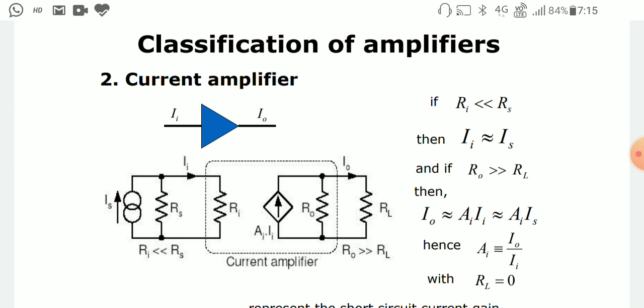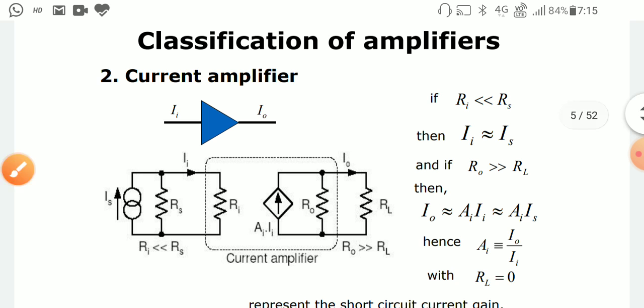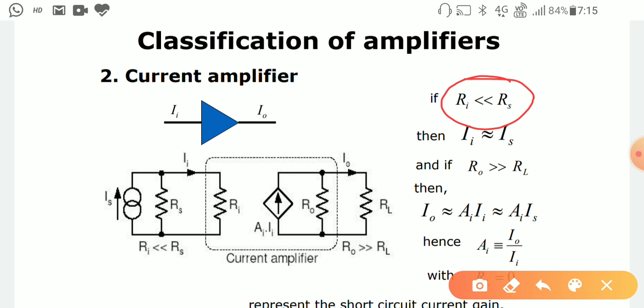So for the current amplifier, the arrangement will be in such a way that the input impedance Ri should be very much less than the value of RS. This is the most important point, and then Ii will be near about equal to, or equivalent to, the value of IS. Now here the diamond shape indicates the induced current source, and the value is AI into Ii. The output impedance is also represented as a parallel one, and the load side impedance is represented as RL.